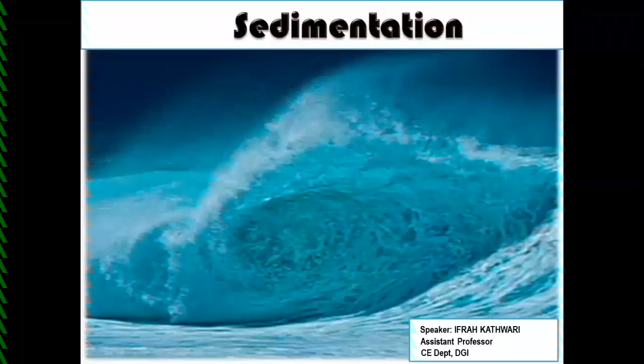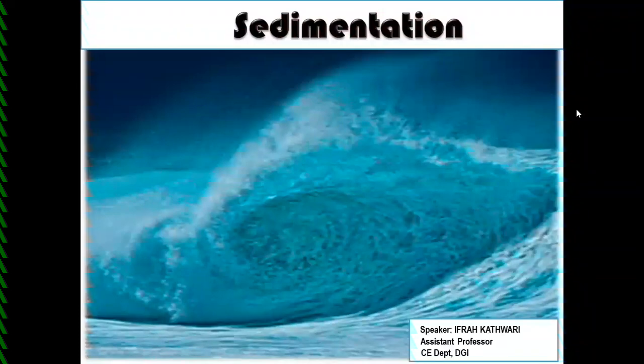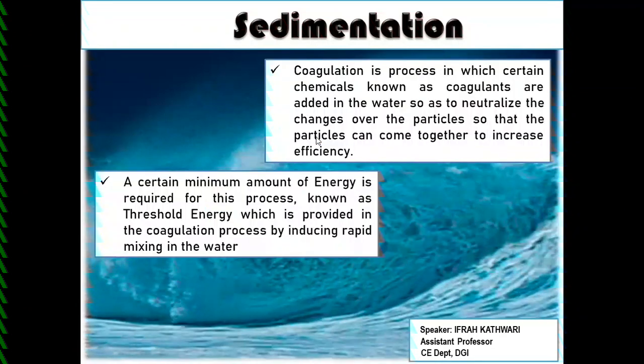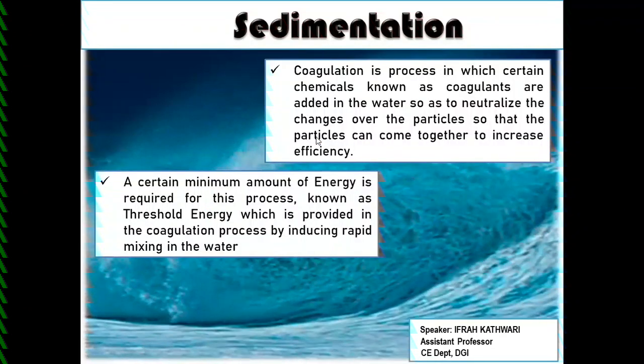Hello everyone. So in the last lectures, I talked about the sedimentation process, which was a plain sedimentation process. Today we will be discussing sedimentation with coagulation. What is it all about? So first and foremost, what is coagulation all about?